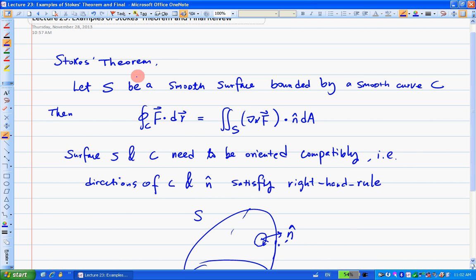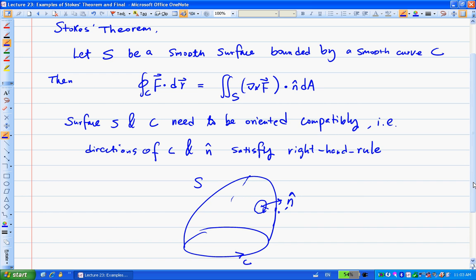According to Stokes theorem, let surface S be a smooth surface bounded by a smooth curve C. Then calculating the circulation, or the line integral around the closed curve C, is equivalent to calculating a surface integral. The surface integral here is integrating the curl. This is a curl right here.